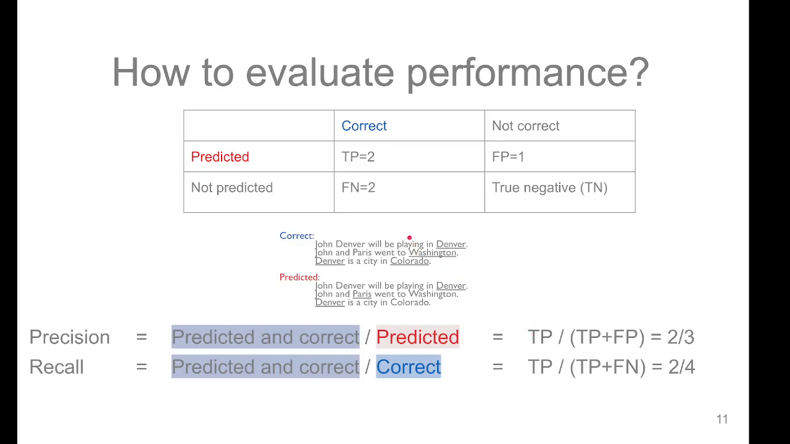Now let's apply this to the example that we had. So TP was 2, so in both cases we have 2 over here, and then we divide for the precision by TP plus FP, so 3, and for the recall by TP plus FN, that's 4, so we get 2/4.